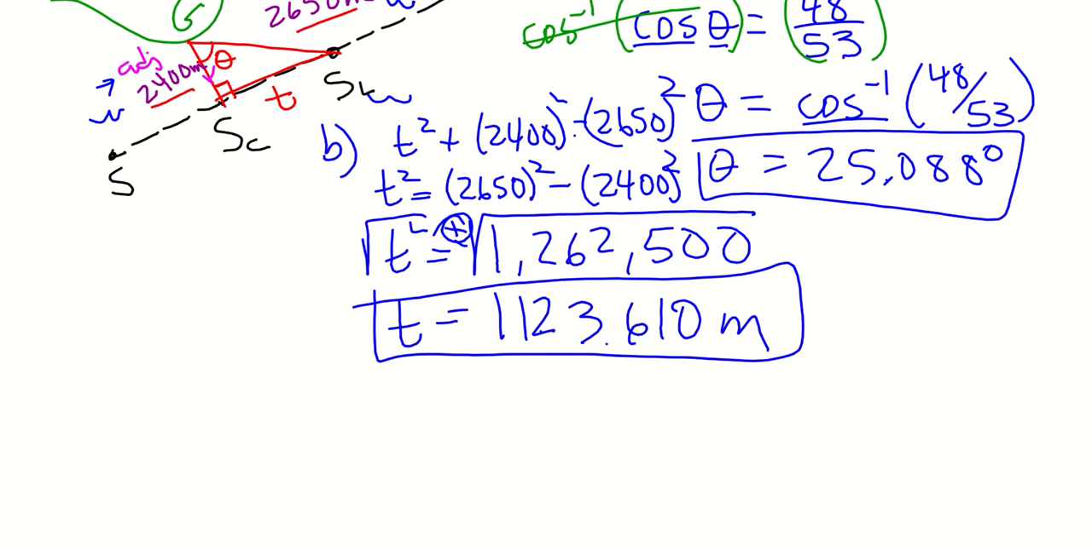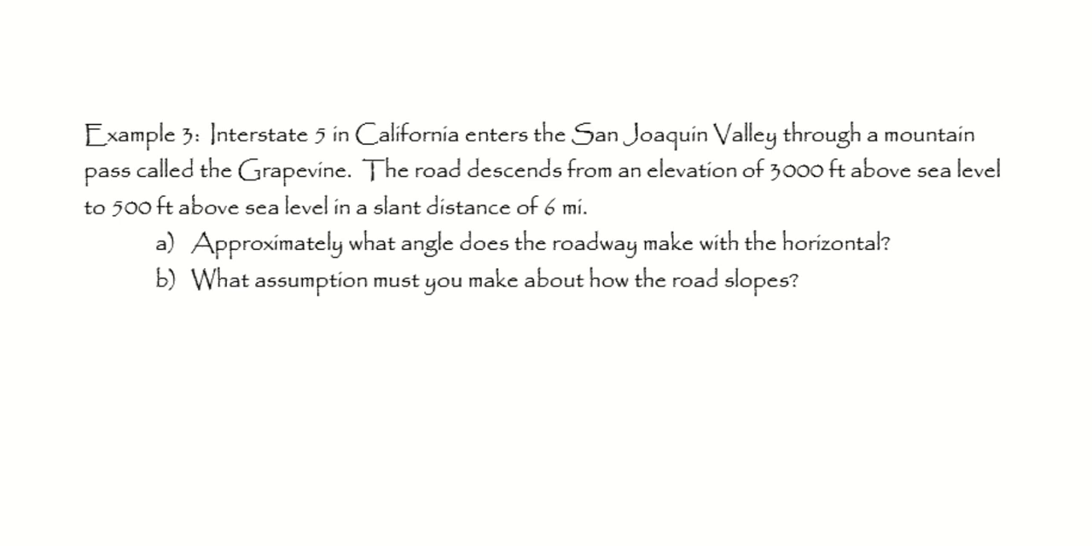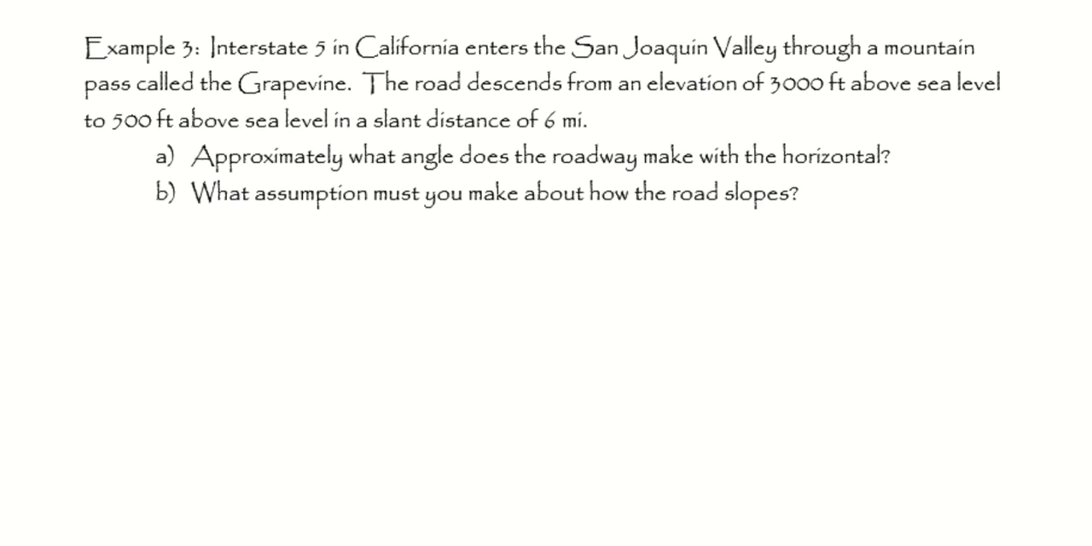All right. One more example. This is our California interstate problem. It tells us that Interstate 5 in California, by the way, I've been on that highway many, many times, grew up in California, enters the San Joaquin Valley through a mountain pass called the Grapevine. The road descends from an elevation of 3,000 feet above sea level to 500 feet above sea level in a slant distance of 6 miles.